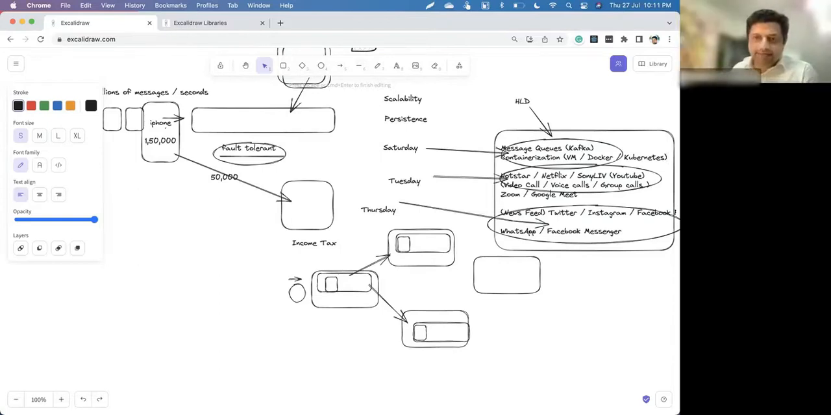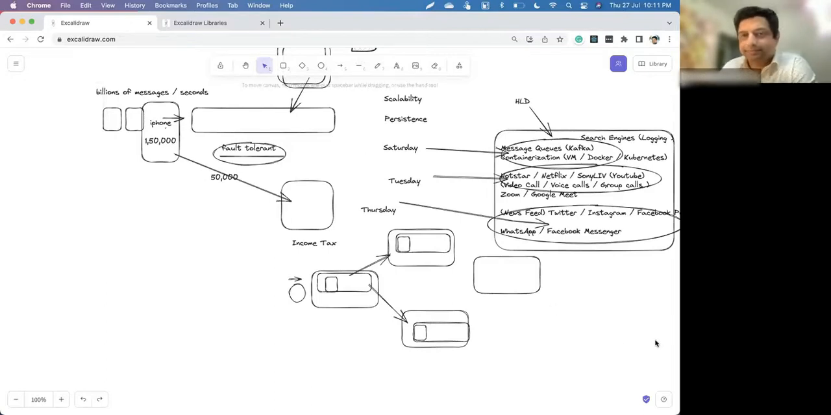Right. And in the next class, one more topic I will try to squeeze in is about Elasticsearch, right? Elasticsearch or search engines. Because these are important from a logging perspective, right? Something like this. Because if you know all this, then you will be able to handle any kind of system design question, right?